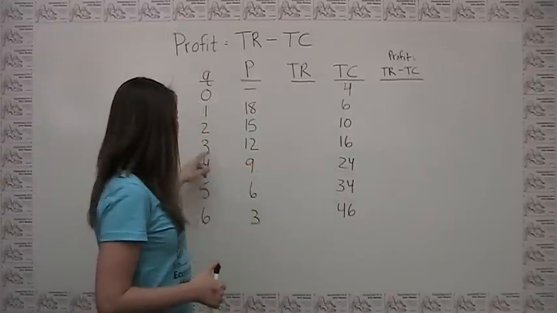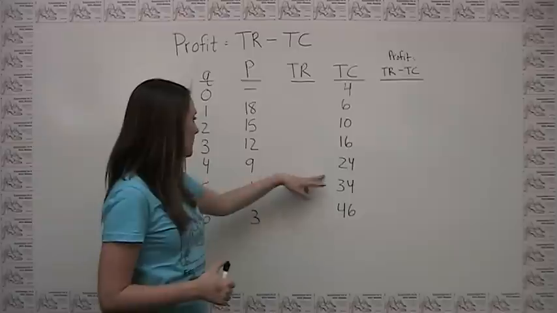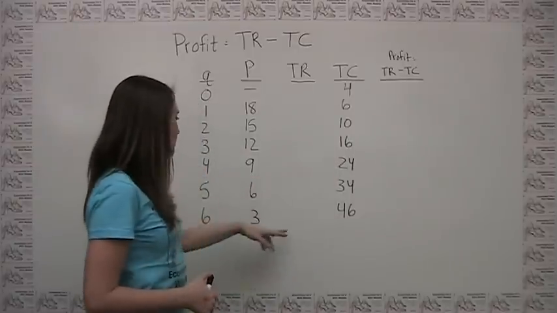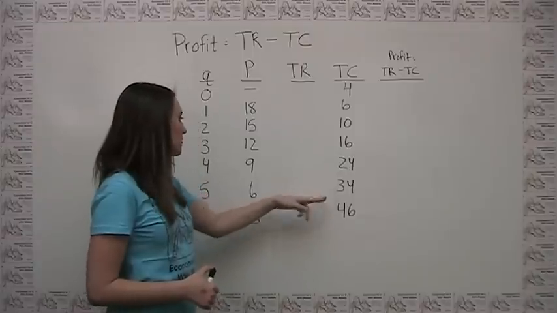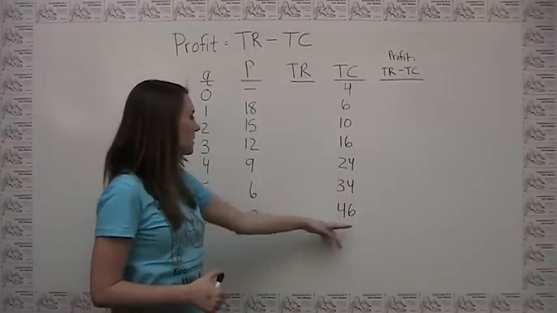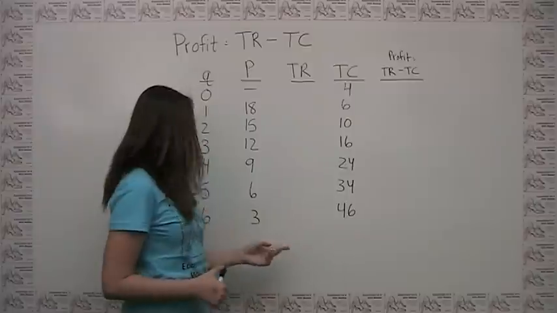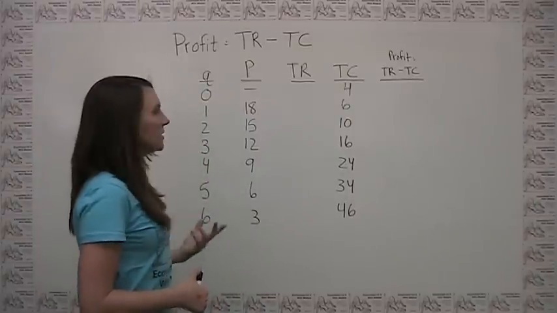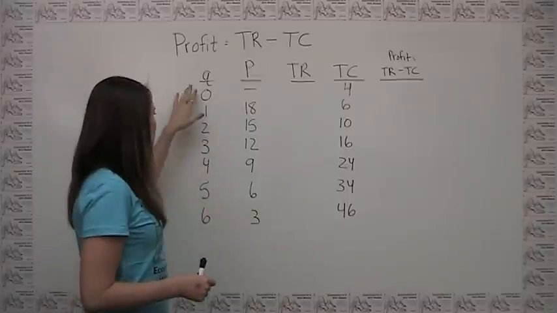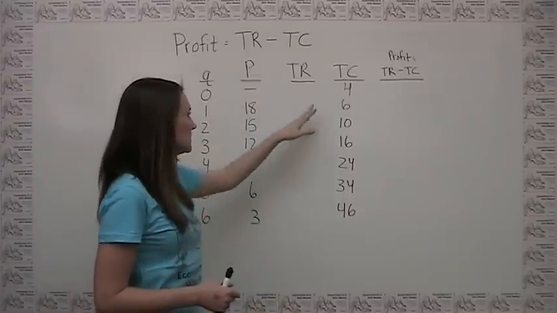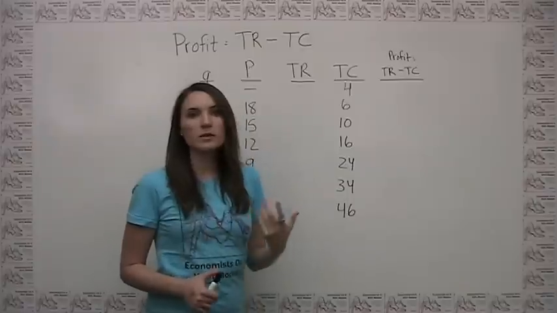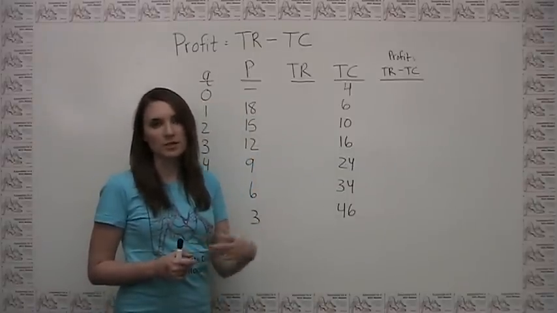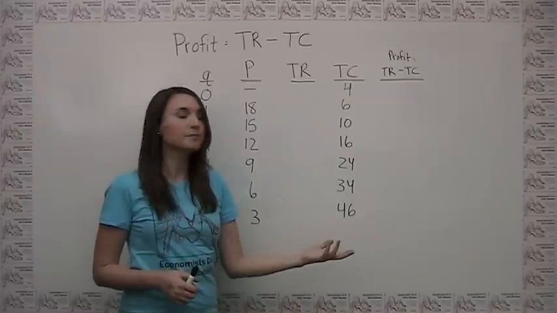It costs $16 to produce 3 units. It costs a total of $24 to produce 4 units. A total of $34 to produce 5 units. And a total of $46 to produce 6 units. So just given this information regarding quantities, prices, and costs, we can go ahead and figure out what quantity of production actually maximizes this firm's profit.